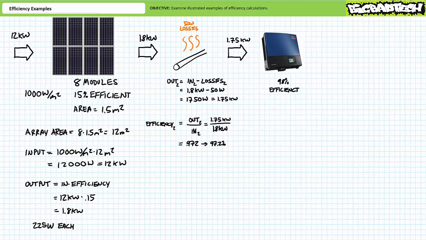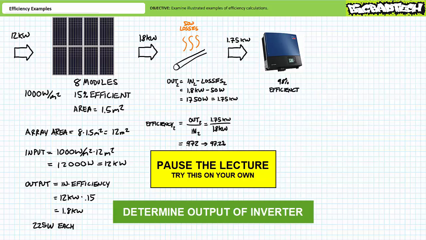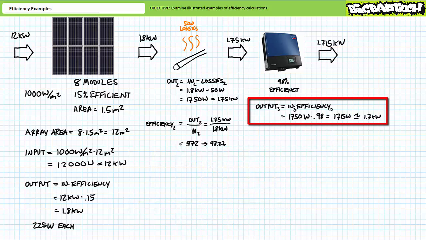The inverter is known to be 98% efficient. See if you can determine the usable power output of the inverter. By all means, pause the lecture and try this on your own. If you're tracking, you should have obtained the following results. Output is input times efficiency. 1.75 kilowatts times 0.98 demonstrates the inverter yields 1,715 watts, or 1.715 kilowatts of usable power output.